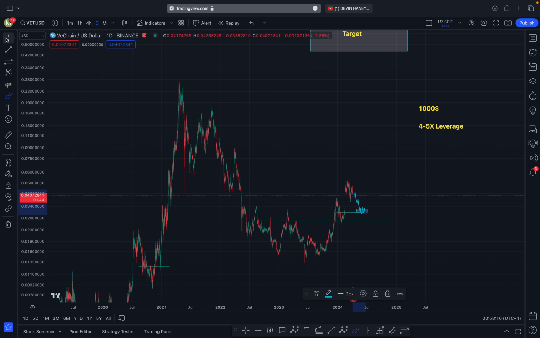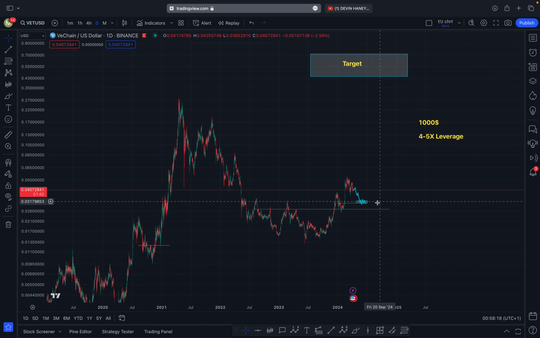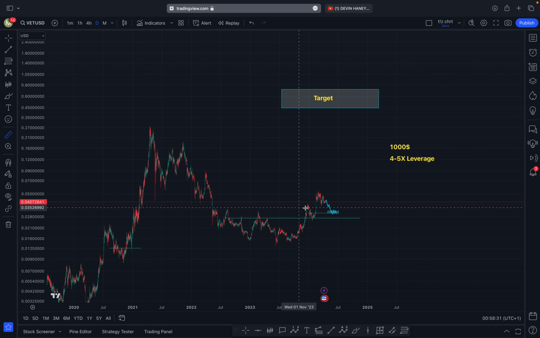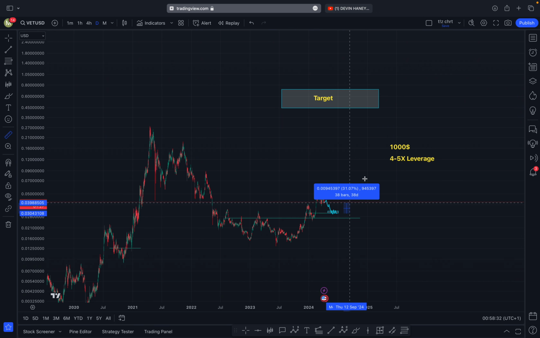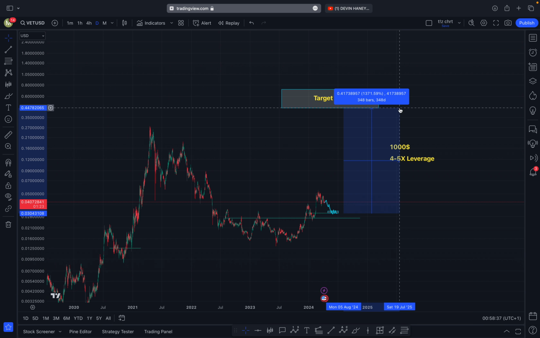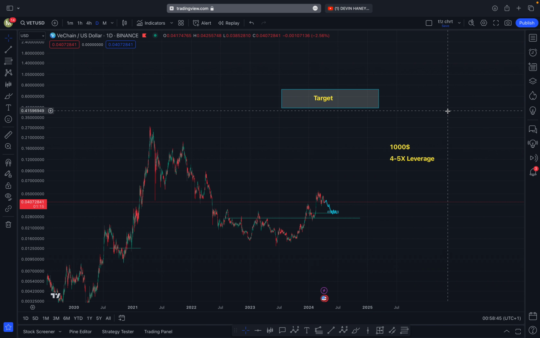So we're gonna have 4k placed here in the market. All right, guys, 4k here at this point in the market gives you around 120,000 Vechain, basically here to the target 13x. That is like 4k and 13x. That gives you 50, 51, 52k.